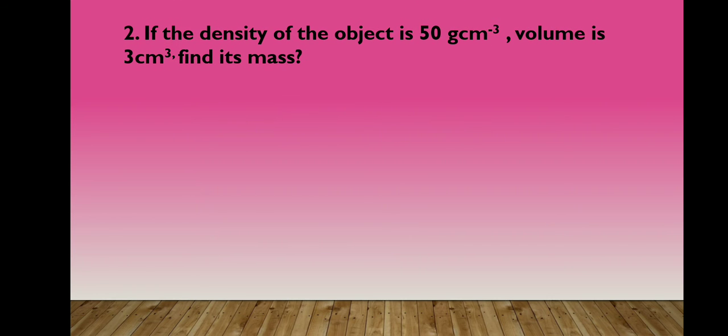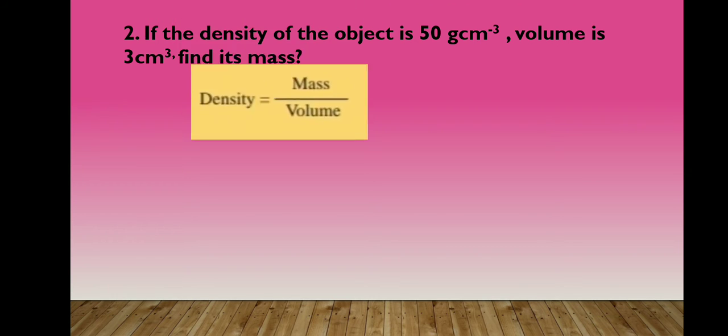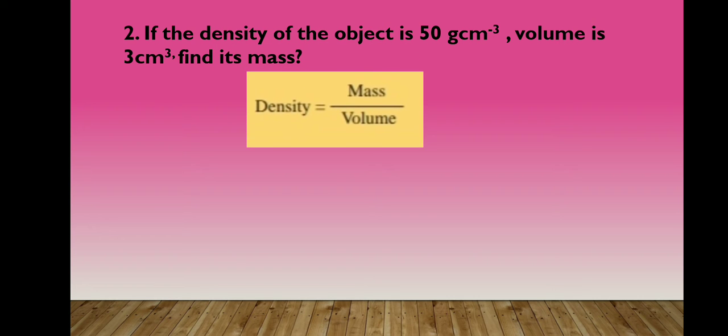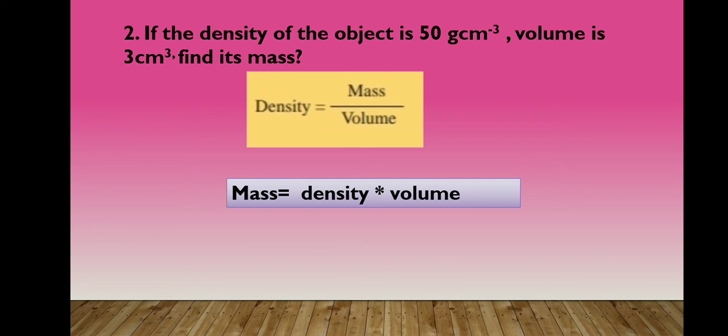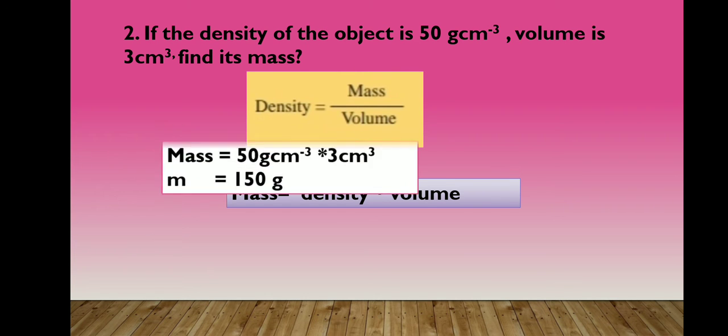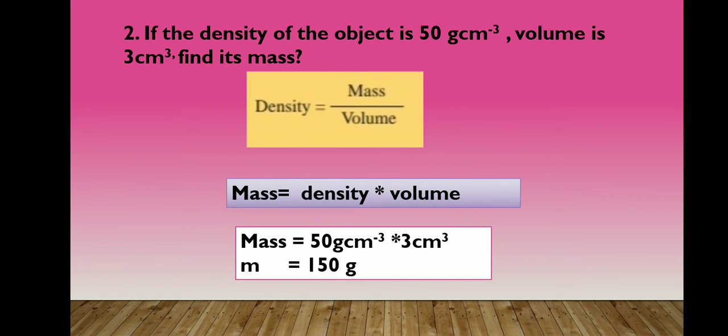Okay, now let's move to another type of question. Second question, they have given the density 50 gram per cubic centimeter and the volume 3 centimeter cube. Find its mass. First of all, write down the formula, then take the subject of this one. You have to take the subject as the mass. So mass equals density into volume. So multiply both and find the answer 150. The answer should be given in gram because the question is given in gram.